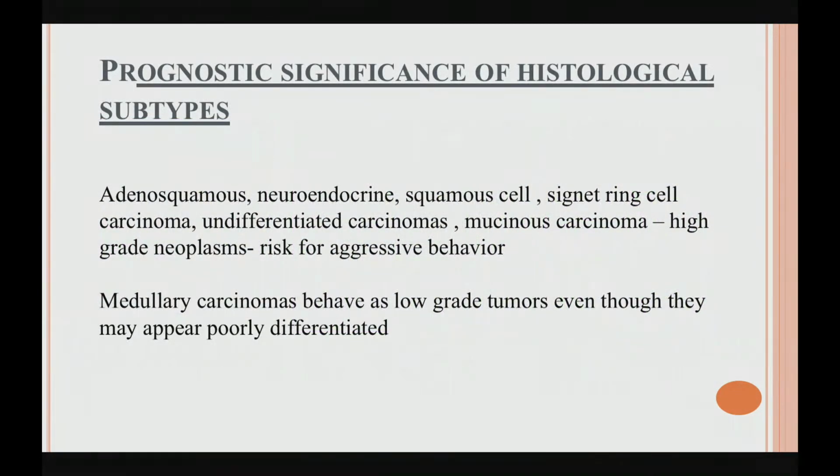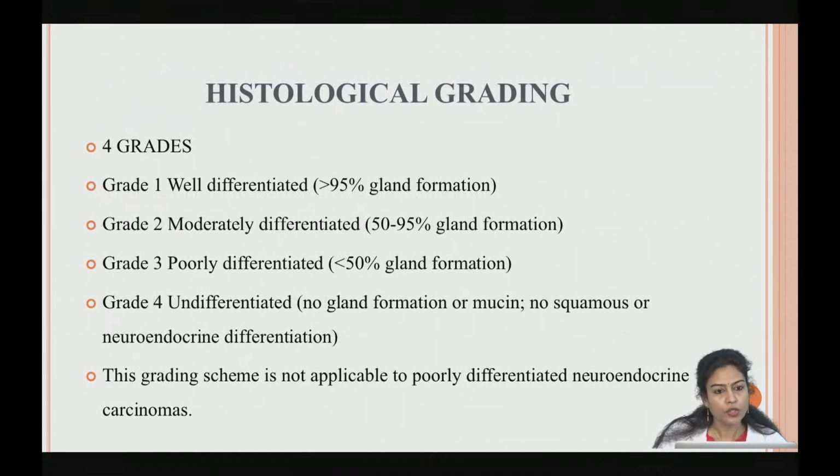Now, what is the prognostic significance of identifying these histological subtypes? Variants like adenosquamous, neuroendocrine carcinomas, squamous cell, signet ring cell, undifferentiated and mucinous carcinomas by default are high-grade neoplasms, so they are at risk for aggressive behavior. Medullary carcinomas, on the other hand, though they appear poorly differentiated, behave as low-grade tumors. Grading of the tumors is done into 4 grades based on the percentage of the gland formation from well-differentiated tumors to undifferentiated tumors where you have no gland formation. This grading is, however, not applicable for poorly differentiated neuroendocrine carcinomas.